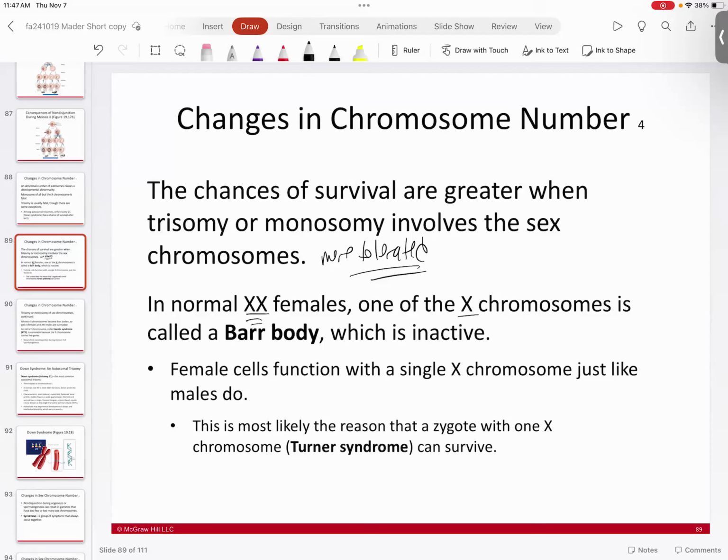random selection, and she inactivates it and kind of sticks it off to the side of her cell. And we can see this cytologically as what's called a bar body. And so typically a female cell will function with a single X chromosome, just like a male does. And that's the reason why she can escape this problem of having too many chromosomes, because she inactivates one of them.